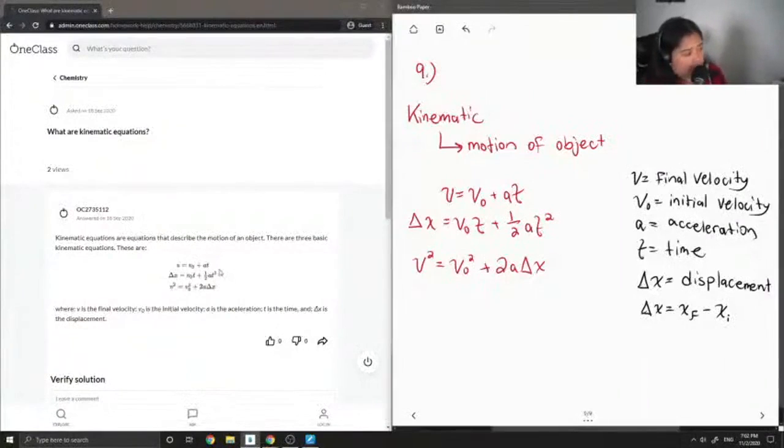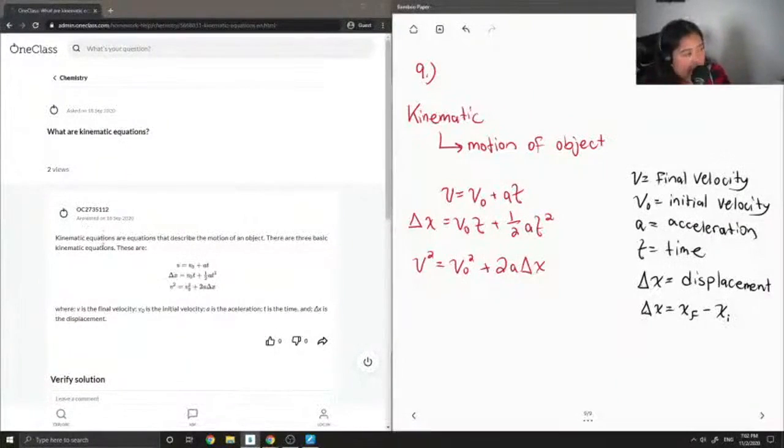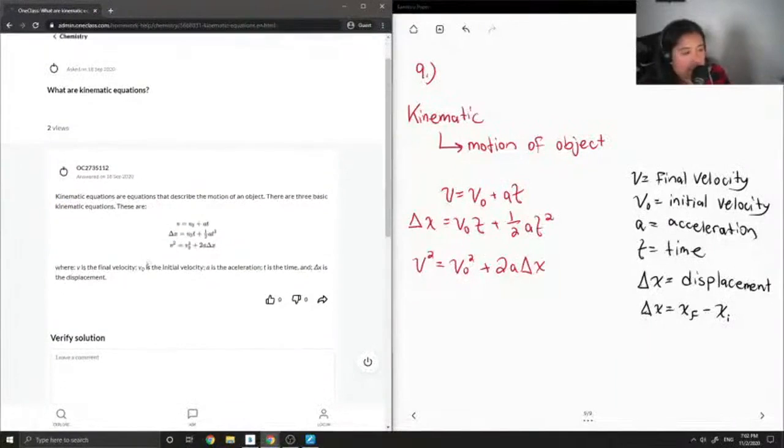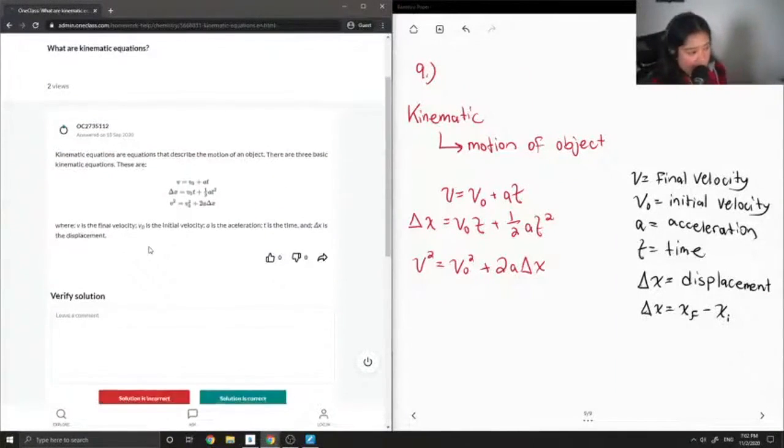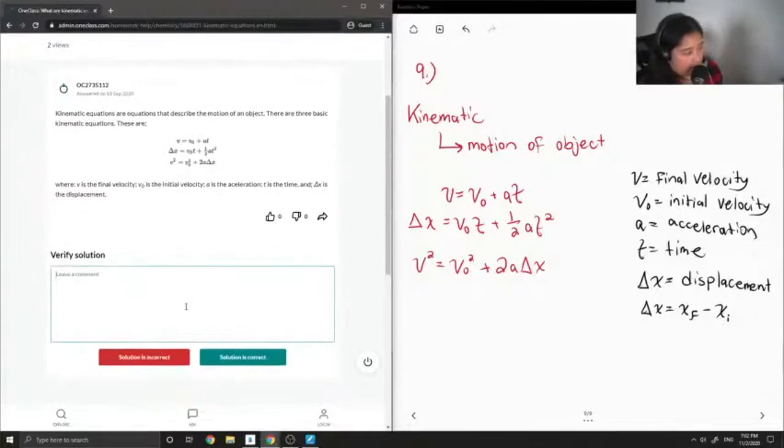Let's see the answer from our junior tutor. Kinematic equations are equations that describe the motion of an object. There are 3 basic kinematic equations, and then they just give the same 3 that I have. And then where v is the final velocity, v naught is the initial velocity, a is acceleration, t is time, and delta x is the displacement. This solution is correct.